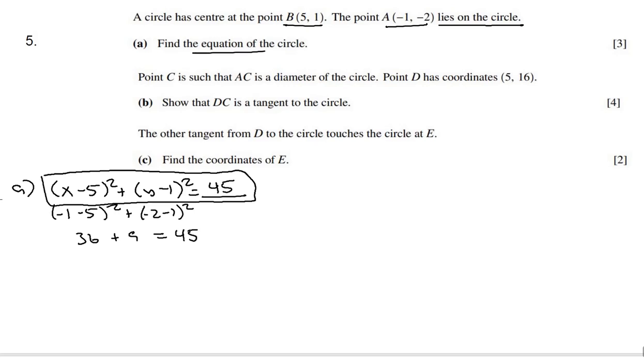Boom. Now, part B, it says that point C is such that AC is the diameter of the circle, and point D has the coordinates 5, 16. All right, so let's see if we can figure some of this out. I'm not sure how much room this is going to take, so let's see. All right, so it says the center is going to be 5, 1. So I'm going to do 1, 2, 3, 4, 5, 1. So there's the center of our circle.